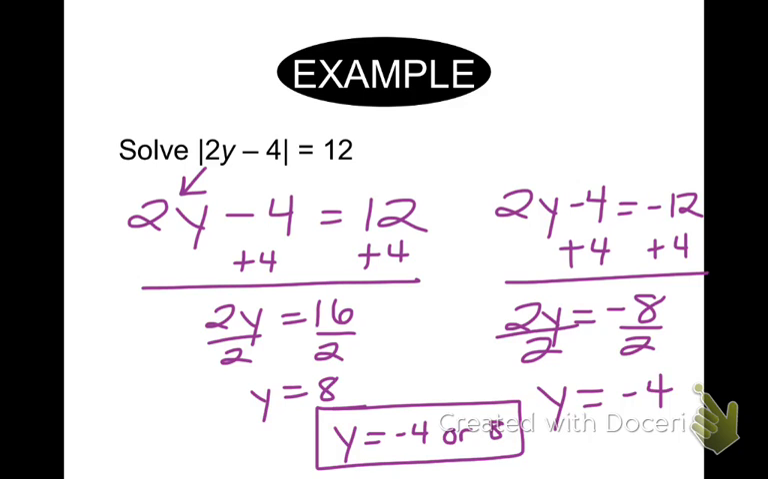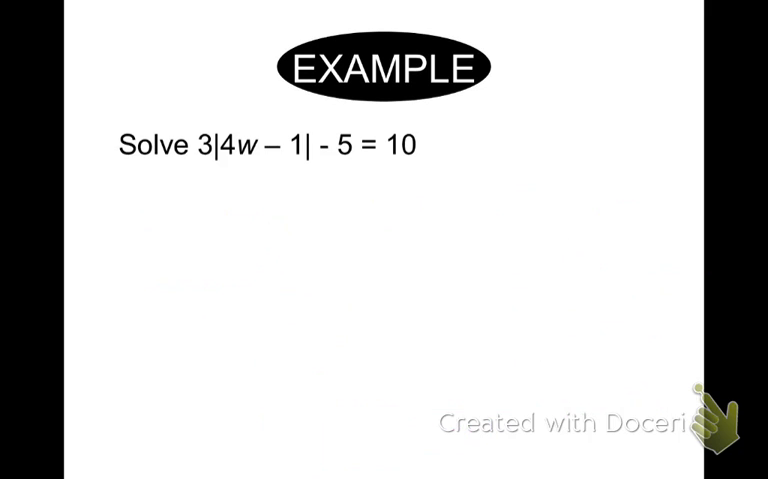So the absolute value sign doesn't even really matter. The only thing the absolute value sign is telling me is that I need to have both the positive and the negative version. You don't do this if you don't have the absolute value sign. If the absolute value sign wasn't there, then I would just solve it normally. All right, let's do another one.